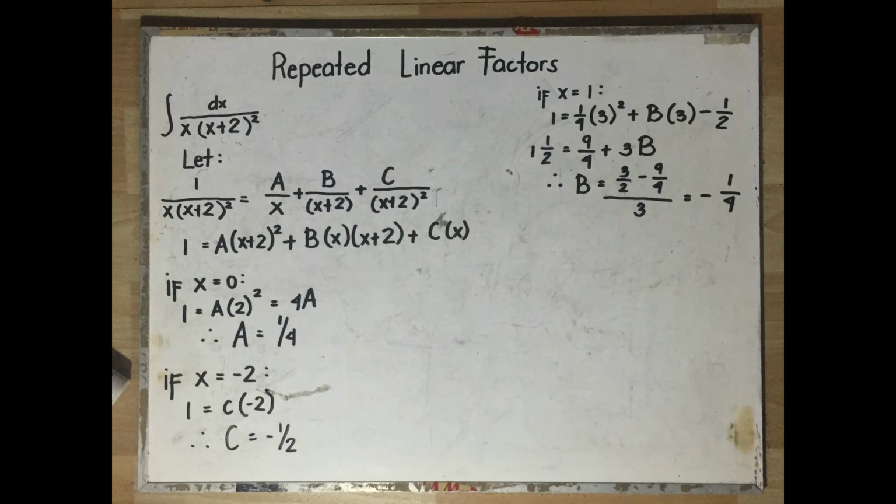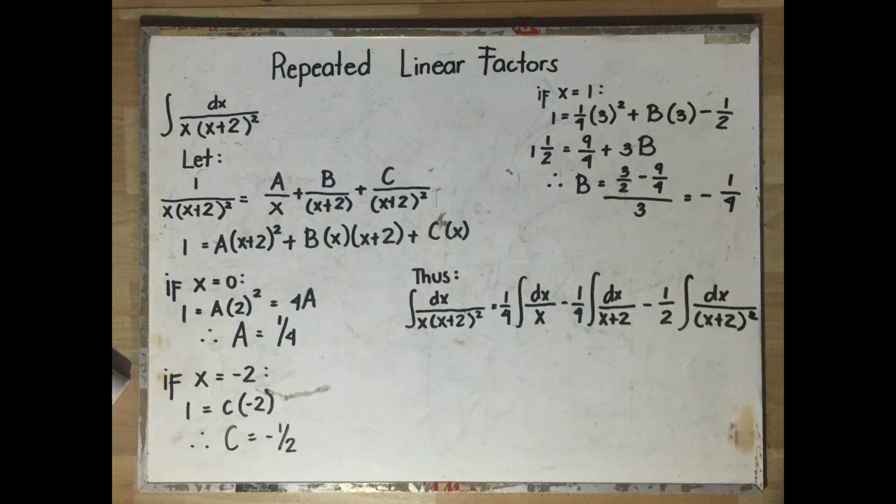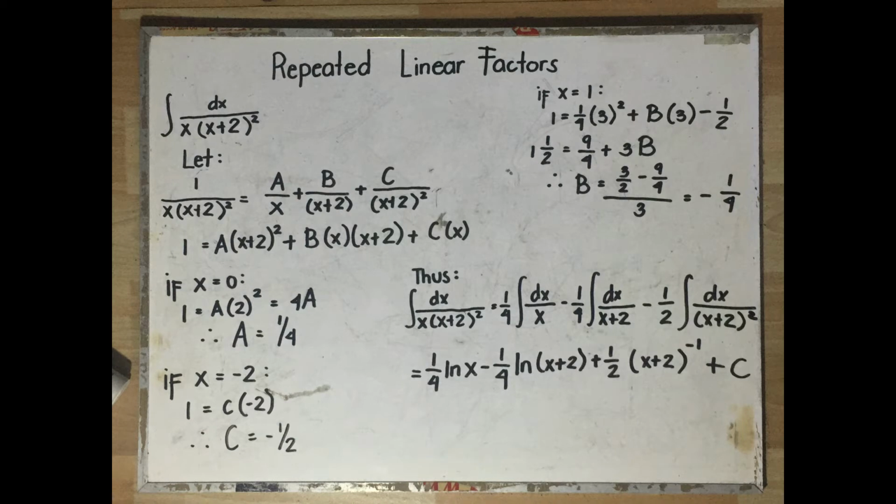If x is equals to 1, 1 is equals to 1/4 times the squared quantity of 3 plus b times the quantity of 3 minus 1/2. 1 and 1/2 is equals to 9/4 plus 3b. Therefore, b is equals to 3/2 minus 9/4 all over 3, which is negative 1/4. Thus, the integration of dx over x times the squared quantity of x plus 2 is equals to 1/4 times the integration of dx over x minus 1/4 times the integration of dx over x plus 2 minus 1/2 times the integration of dx over squared quantity of x plus 2, which is equal to 1/4 ln x minus 1/4 ln quantity of x plus 2 plus 1/2 times the x plus 2 raised to negative 1 plus c.